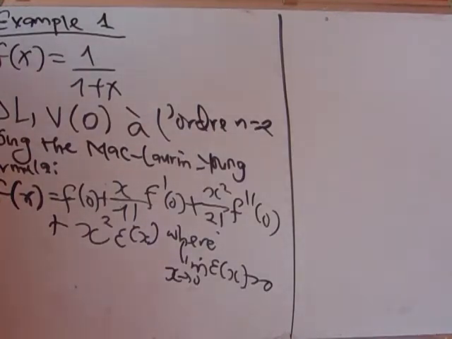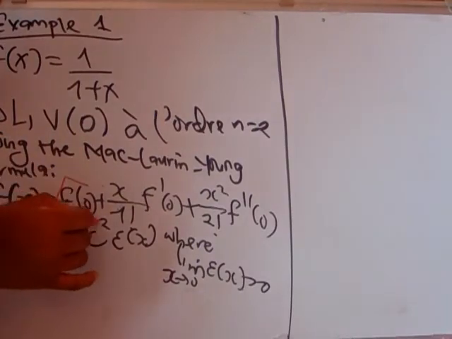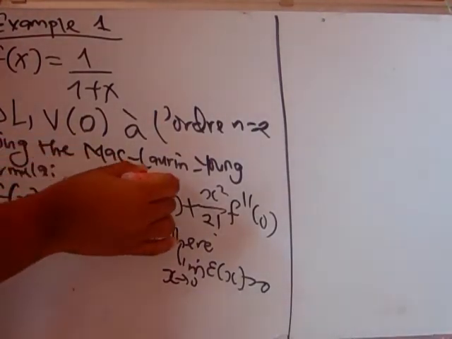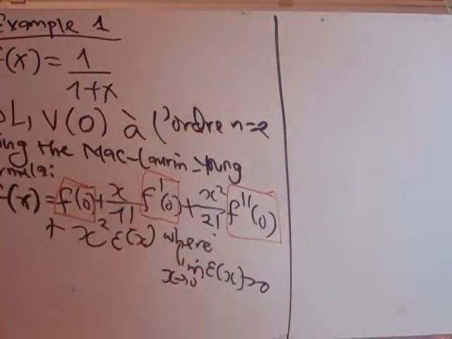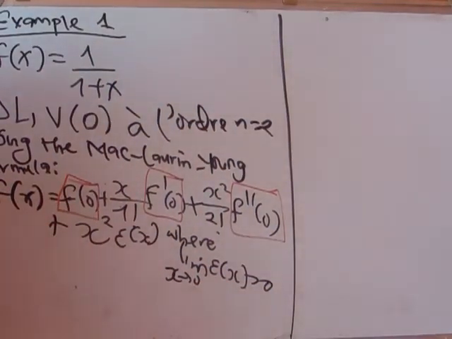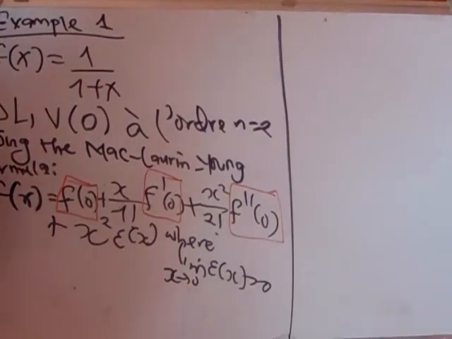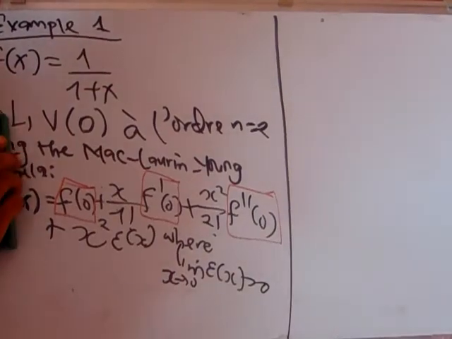So now what exactly are we looking for in this formula? We are looking for f of 0, f prime of 0, and f double prime of 0. And when we've gotten these three things, we just replace them back into the formula, and that's all. Yes. So let's solve this exercise. Example, okay?